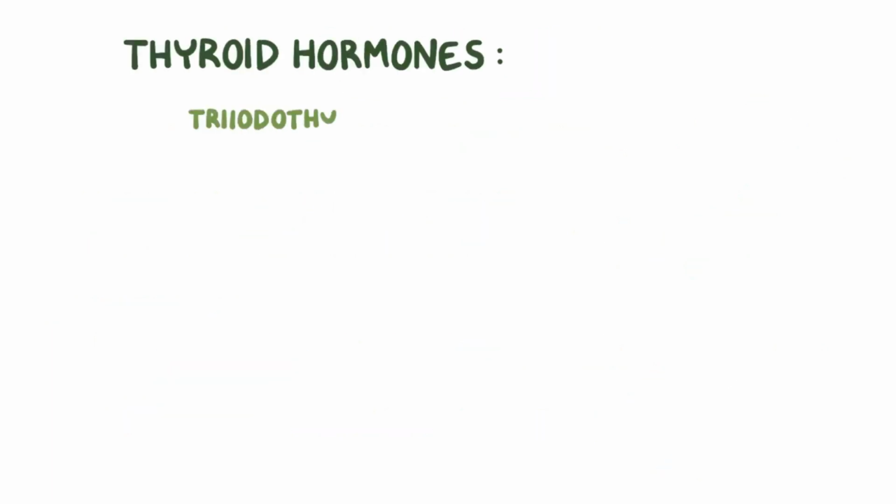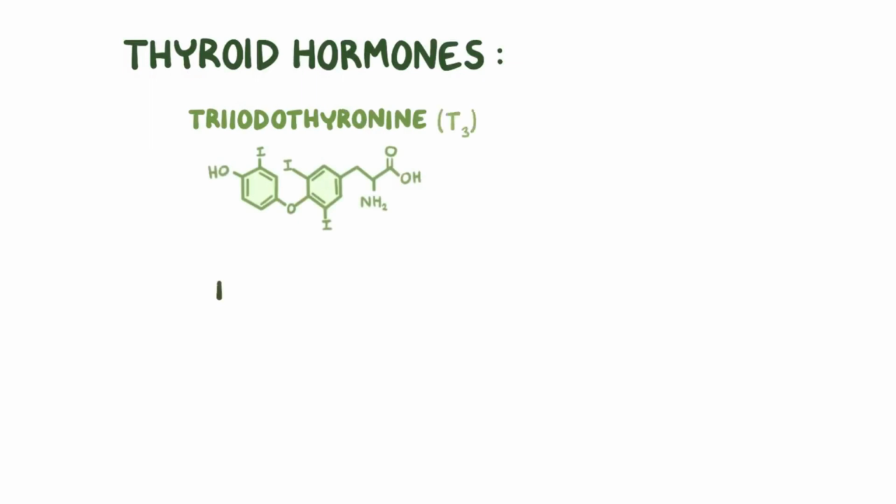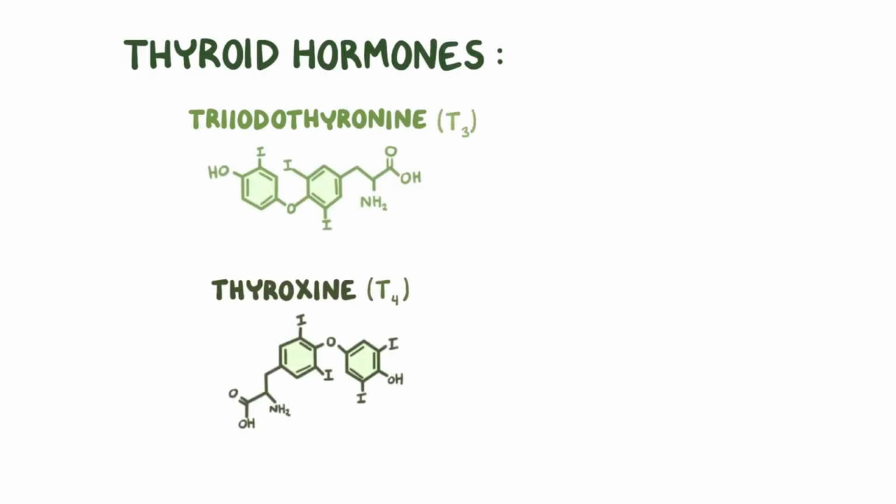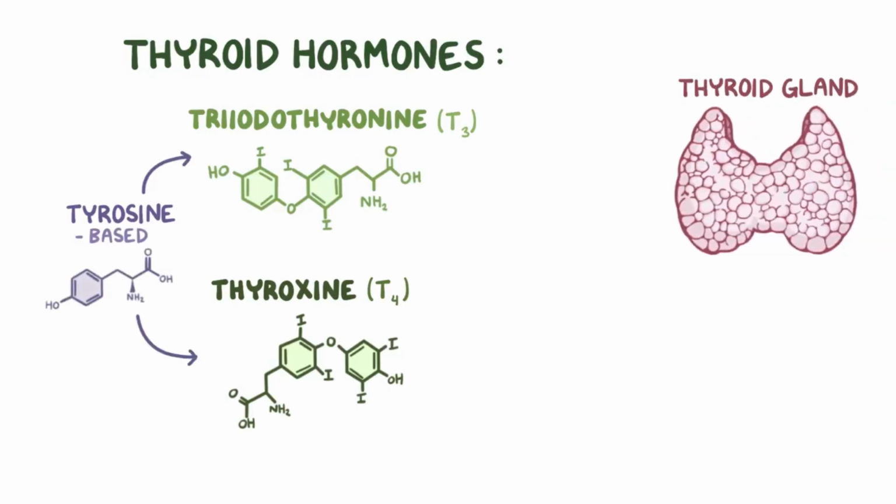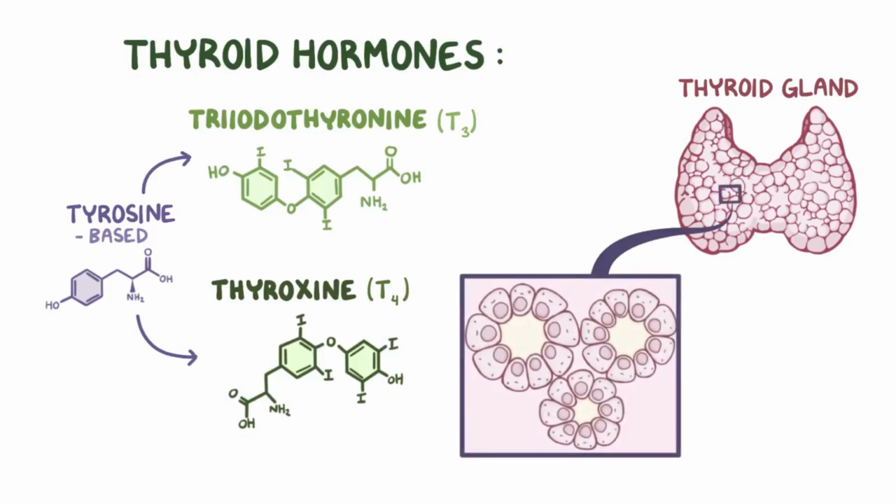There are two different thyroid hormones, triiodothyronine, or T3, and thyroxine, or T4. They're two tyrosine-based iodine-containing hormones that are secreted by the thyroid gland, which is located anteriorly in the neck and consists of two lobes that look like two thumbs hooked together in the shape of a V. Now, if we zoom into the thyroid gland, we'll find thousands of follicles, which are small hollow spheres whose walls are lined with follicular cells or thyrocytes.